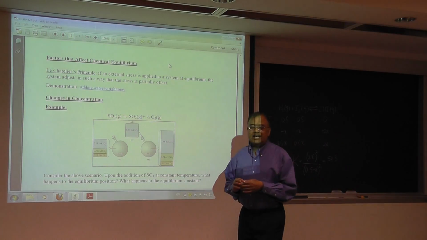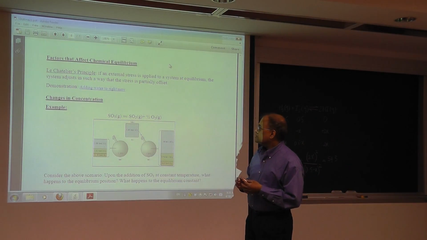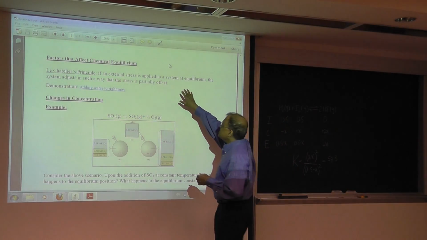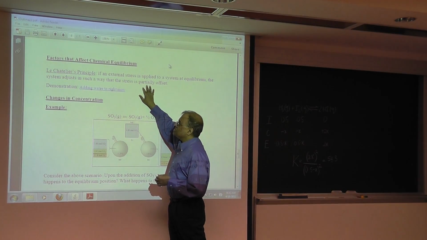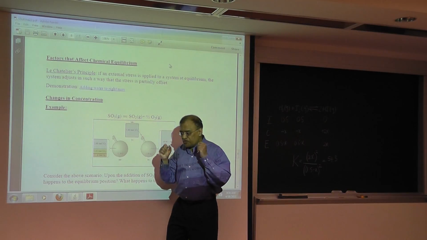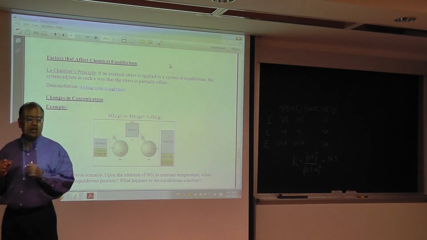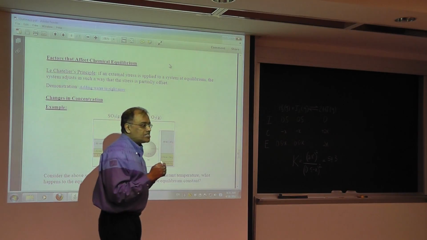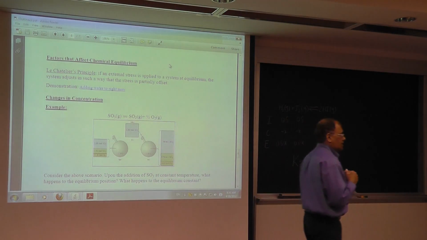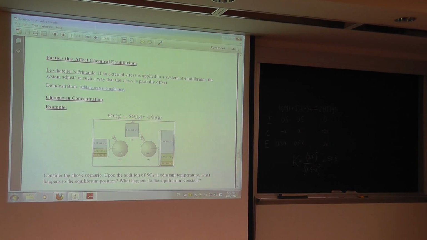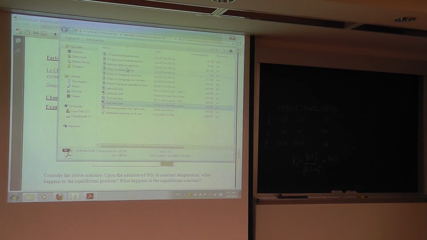Okay, so now we're ready to talk about Le Chatelier's principle. If an external stress is applied to a system at equilibrium, the system adjusts in such a way that the stress is partially offset. Okay? If you perturb a system at equilibrium, then the system reacts to oppose the perturbation that you caused. Okay, let's look at a simple demonstration. Adding water to the right.